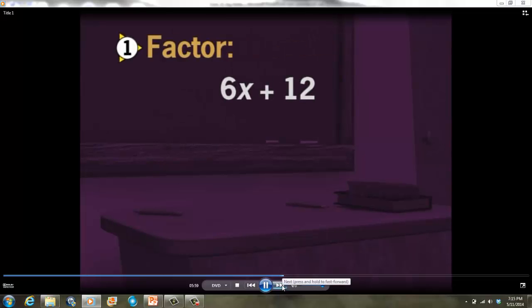In question 1 of your guided notes, factor 6x plus 12.